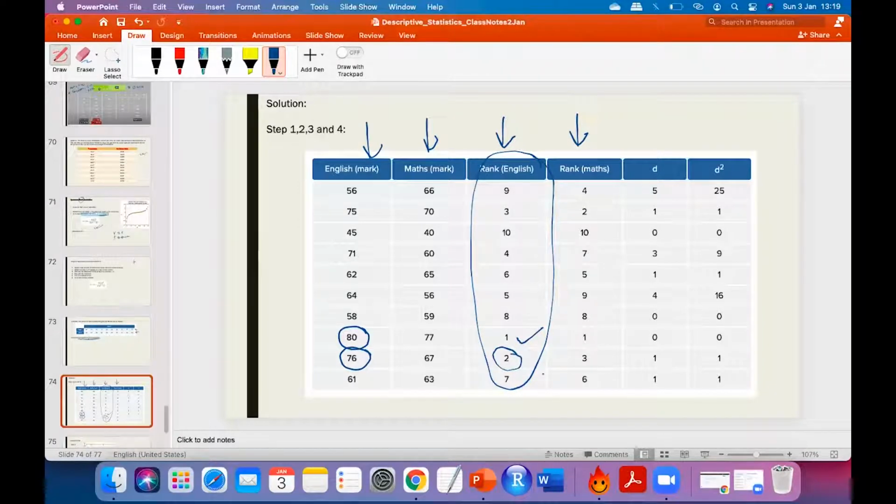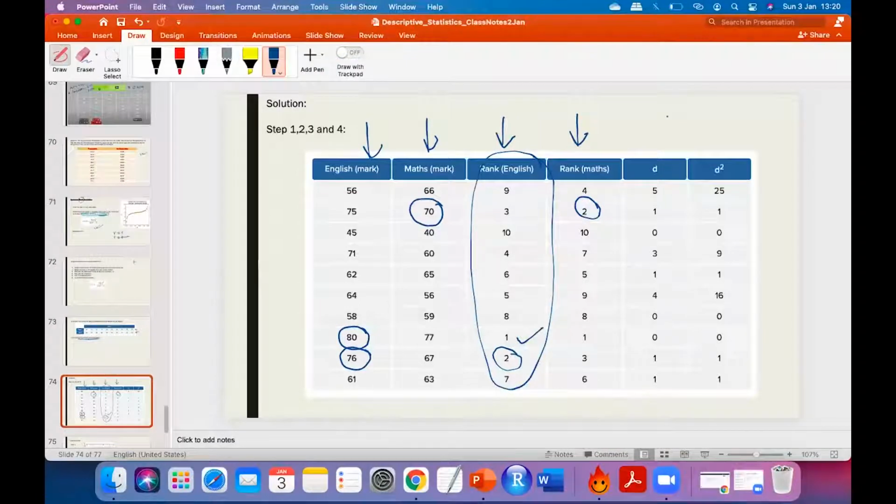Similarly, I'll rank the maths mark. So this is 80, so I'll rank 1. Where is our rank 2? In maths, the rank 2 comes here, so I'll rank 2 here. Correct? I'll just name the mark as rank. So I got the rank of maths also. Any confusion till here? Very easy, right?